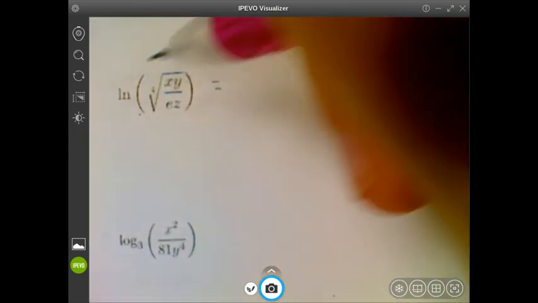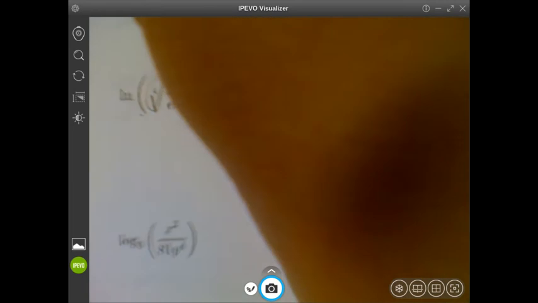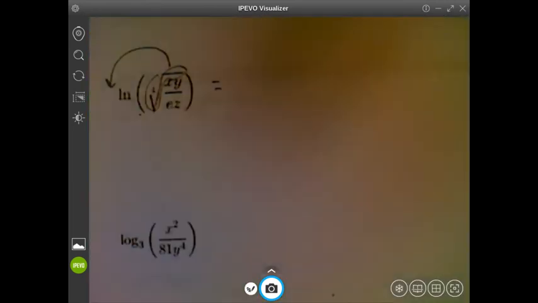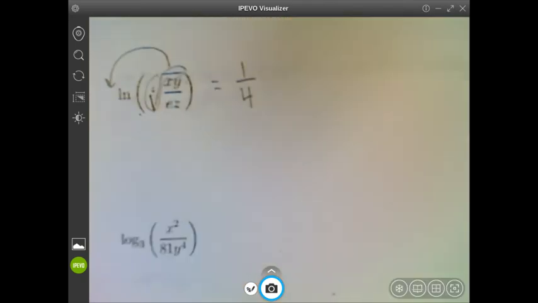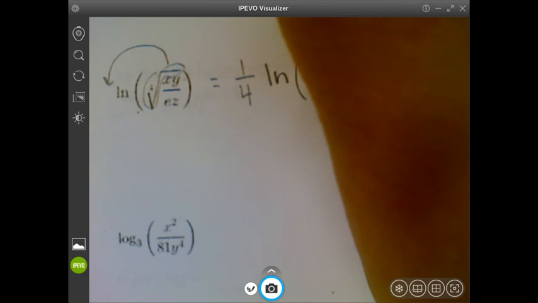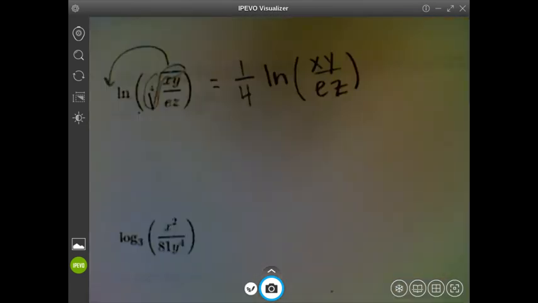The first thing I'm going to do is take care of that fourth root. Everything is under a fourth root. So that is a power that will move to the front. And because it's a root, the power is 1 over 4 for saying the fourth root. So we can rewrite this as 1/4 of the ln of xy over ez.